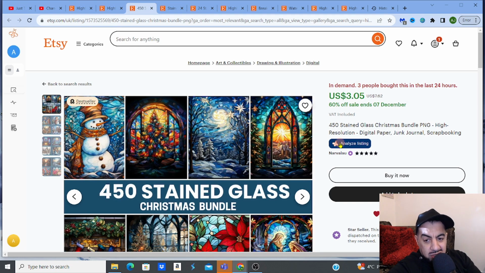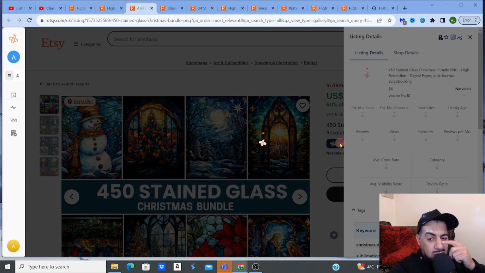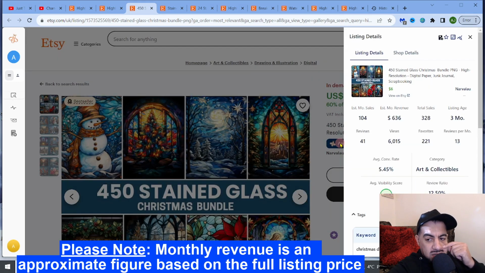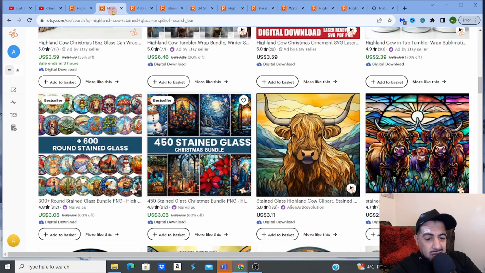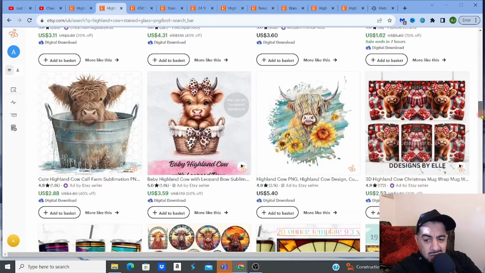Just to give you an idea about these bundles, let me just see. It's a bestseller. How much is this making in this sort of stained glass style? This is making approximately $636 per month. Not too shabby, right? It's a 3-month-old listing only. It's a stained glass style, and that's what they've highlighted it as. So this is called the stained glass style.